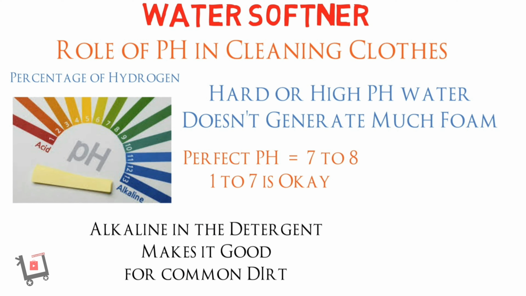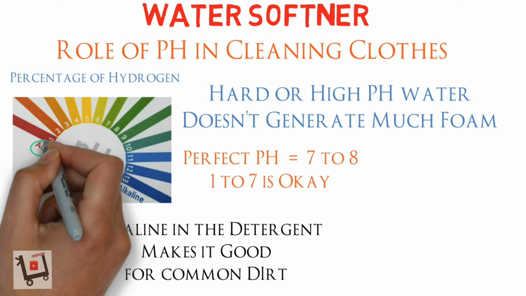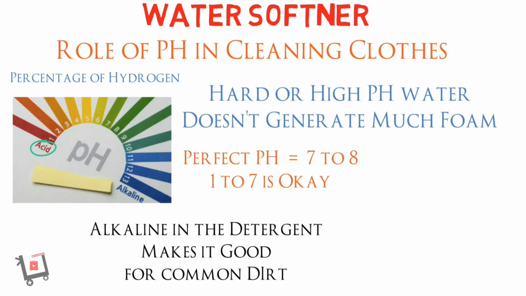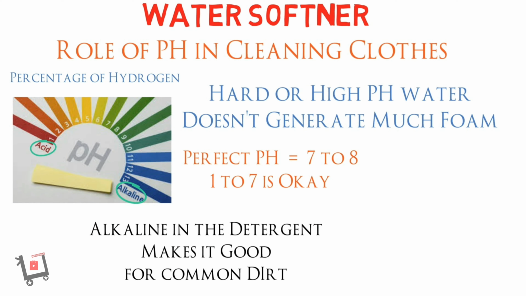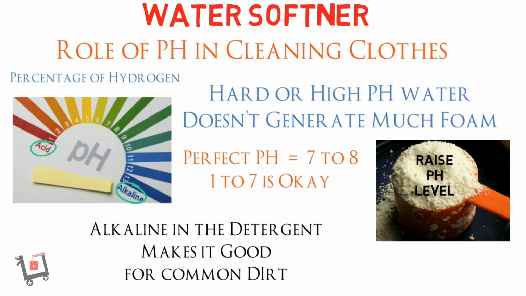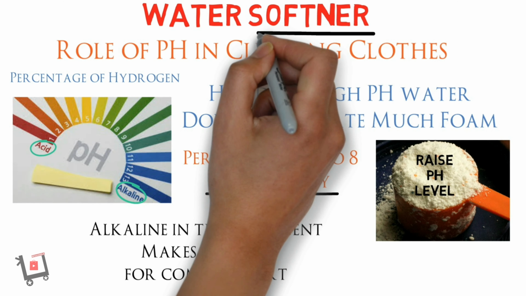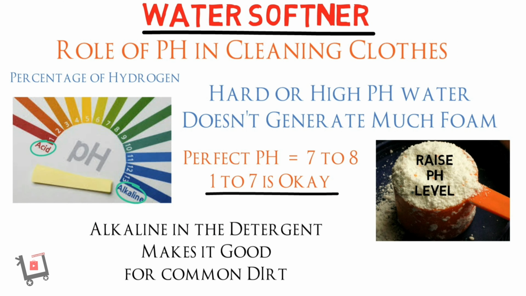The scale goes from 0 to 14. On the scale, 1 is acid and 14 is more alkaline. 7 is neutral. Part of our detergent's job is to raise the pH. If it is already high, then it will reduce its effectiveness. See, if you wash your clothes in 1 to 7 pH, it is okay. If it is more than that, use water softener. It will bring down your pH level.